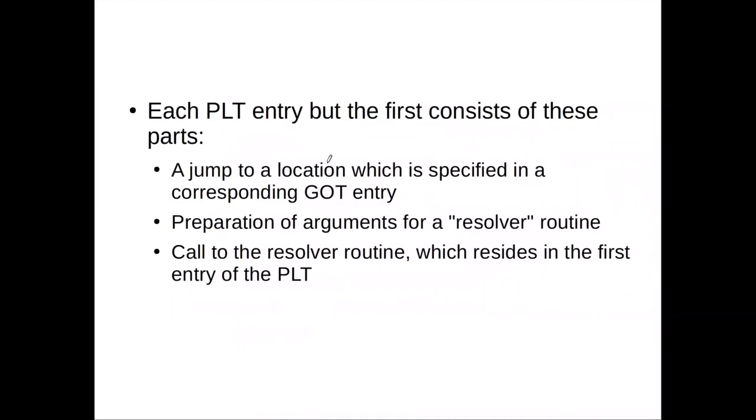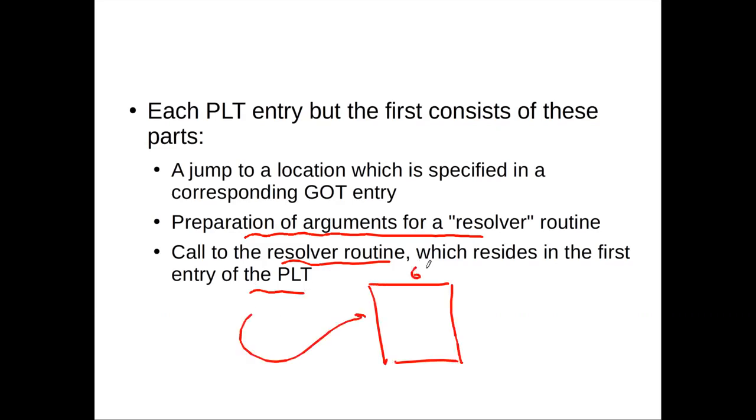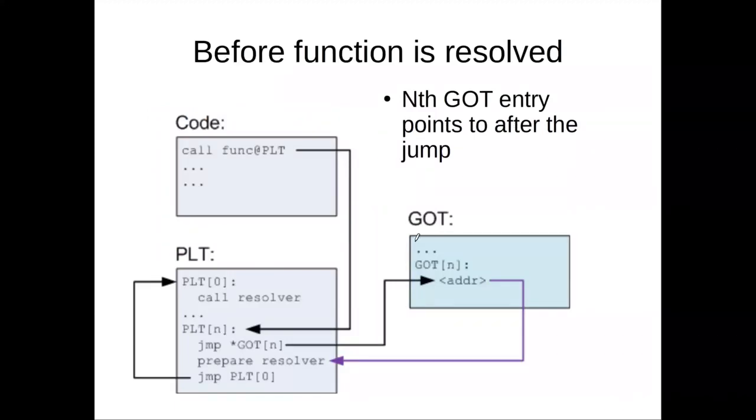So each entry in PLT first consists of these parts: a jump to the location which is specified in a corresponding GOT entry, right? So first of all, we prepare the resolver. Call the resolver routine, which resides in the first entry of the PLT, and then the resolver patches this GOT for the second invocation, now setting it to point to printf. So the first time it was pointing back to the resolver, and the second time it points to printf, right? This is the first invocation, right?